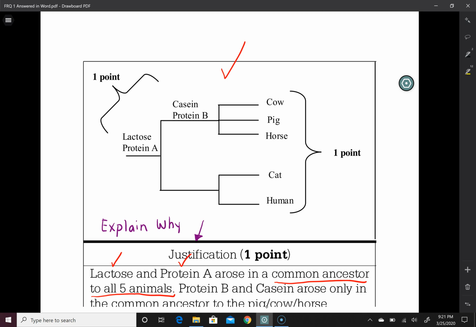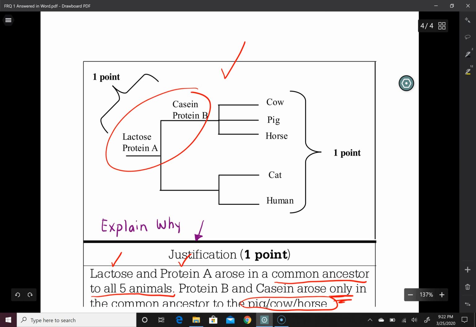So in this case, protein B and casein arose only in the pig, the horse, and the cow. So the key there is only in these guys. Cats and humans do not have it. So that's where your third point came from. So if you got a 3 out of 3, you did a great job. If you got a 2 out of 3, I'm, again, very pleased. If you got a 1 out of 3, you did not justify your answer properly, and you didn't label the common ancestor portion. So that's our first one, and we'll be moving on to FRQs 2 through 5 next.